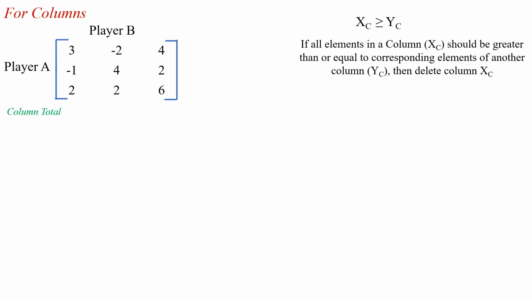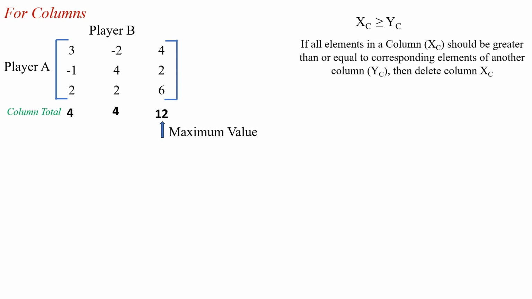column total. So the first column total is 3 minus 1 plus 2, which is 4. The second column total is -2 plus 4 plus 2, equal to 4. The third column total is 4 plus 2 plus 6, which is 12. Among these values, the maximum value is 12 for the third column. So we have to select the third column.